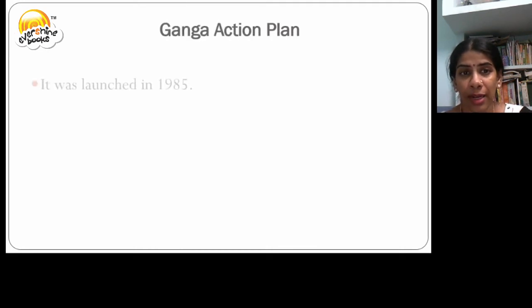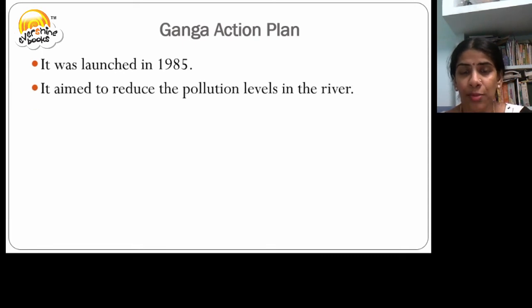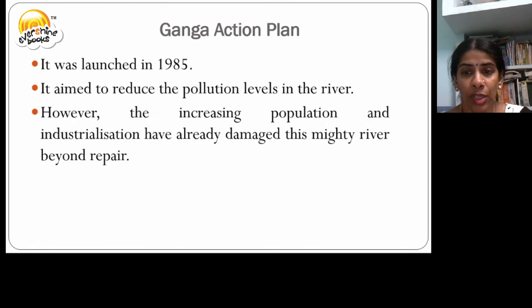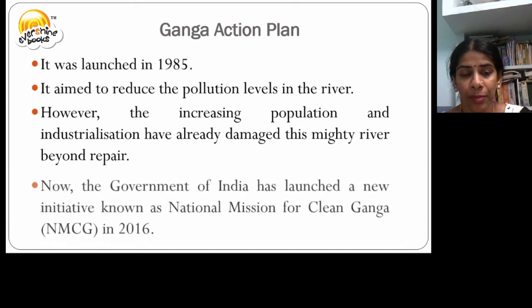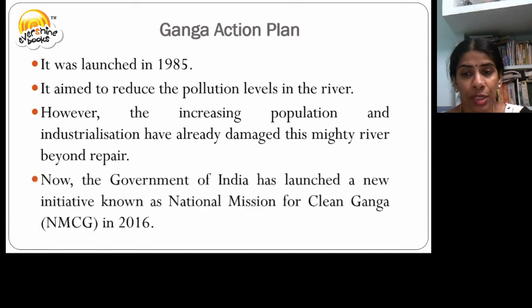Ganga Action Plan. It was launched in 1985. It aimed to reduce the pollution level in the river. However, the increasing pollution and industrialization have already damaged this mighty river beyond repair. Now, the government of India has launched a new initiative known as the National Mission for Clean Ganga (NMCG) in 2016.